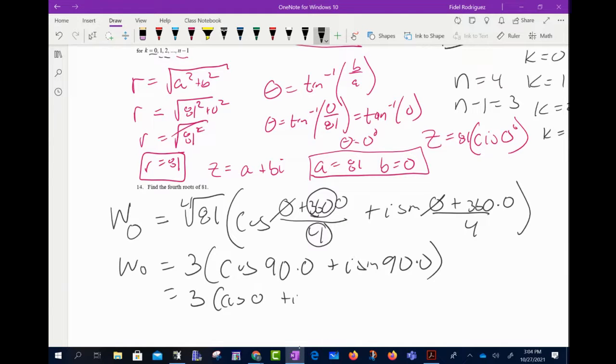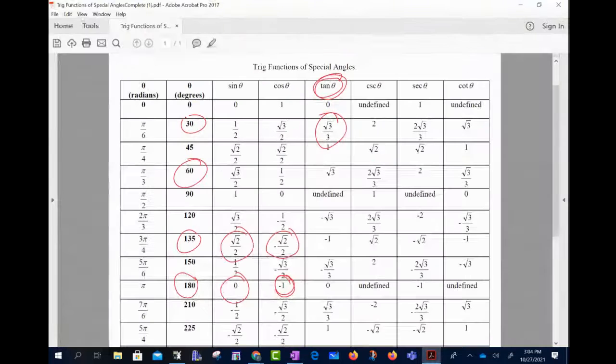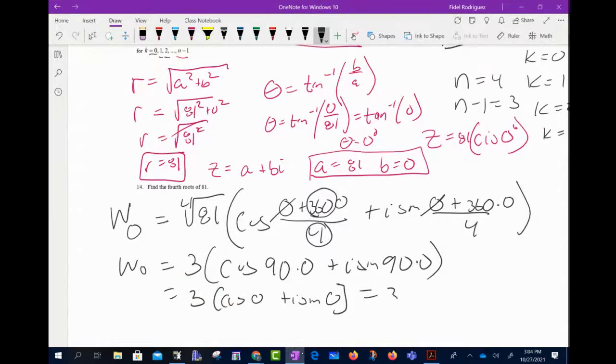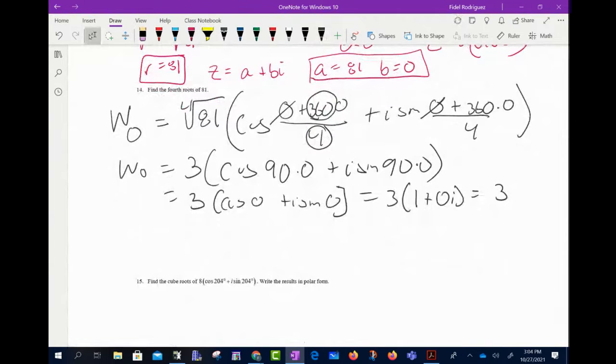which is going to be equal to cosine of 0 plus i sine of 0. I'm going to pull up my chart here, y'all. Cosine of 0 is 1. Sine of 0 is 0. So this is going to be 3 times 1 plus 0i. This is just going to be equal to 3. Now, we did this for 0. We're going to do this now, y'all, for 1.